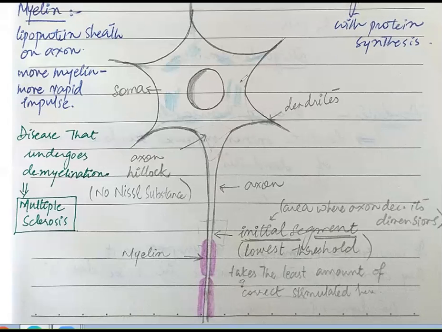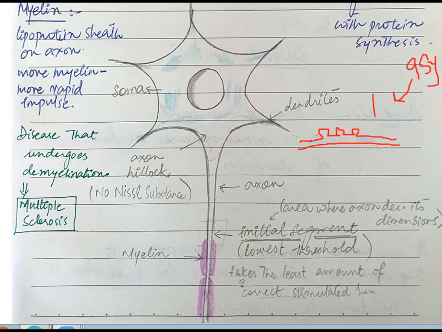Now you see, this is what we call soma, or we call it cell body. And these are dendrites. These dendrites are not straight, they are like this, and they can be multiple in number. One dendrite can receive 9 synapses. Okay, one dendrite can receive 9 synapses.